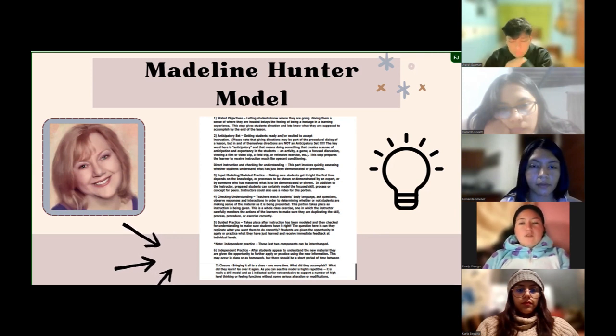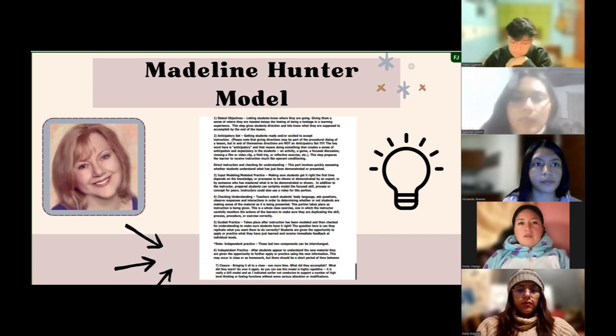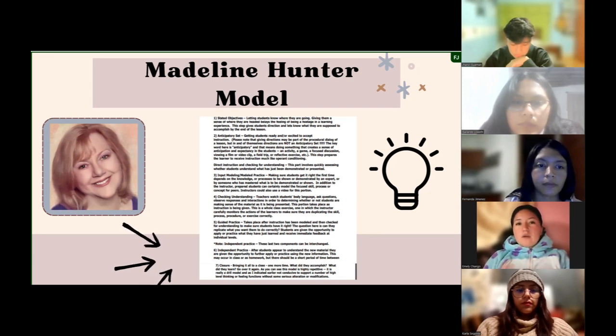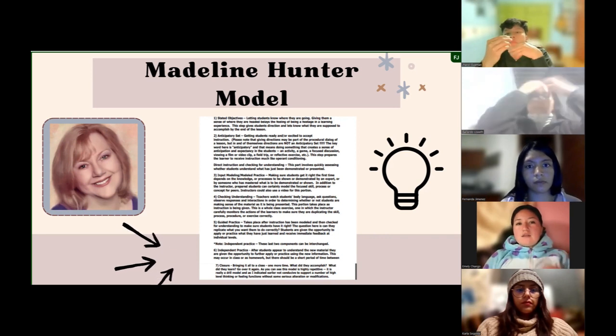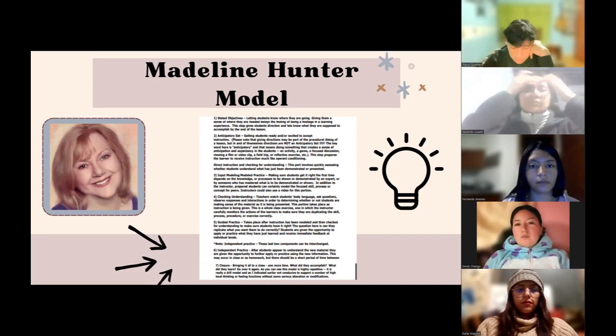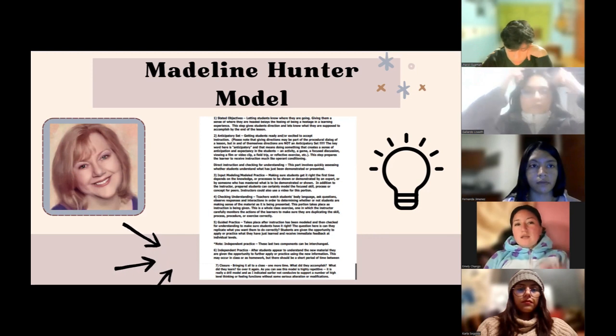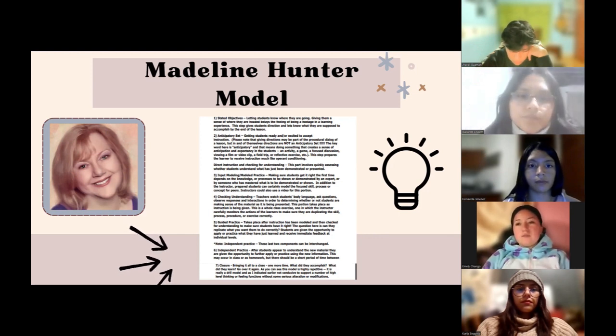Well, the first step is stated objectives. In this part, it is important that the students know where they are going. Giving them a sense of where they are going reduces the feeling of being lost in a learning experience. This step orients the learners and lets them know what they are supposed to achieve at the end of the lesson.